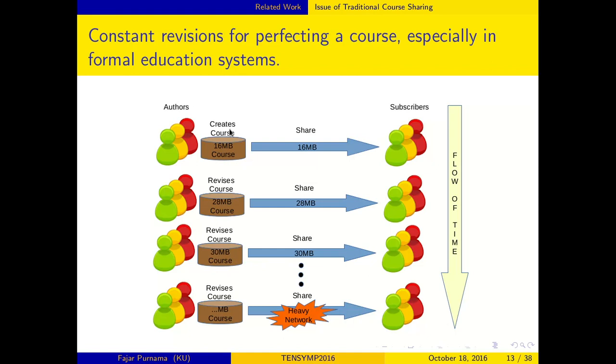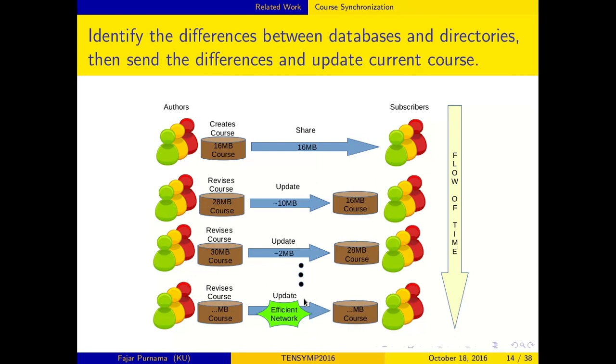And as you see, the more the authors revise the course, the larger the size of the course itself gets. And if we keep on doing this, it will be very heavy on the network. And so the third work, as I said before, Dr. Royyana proposed a course synchronization, which is specifically to address this constant revision issue.